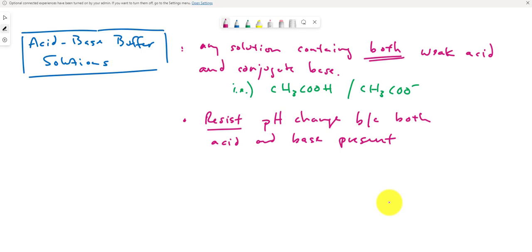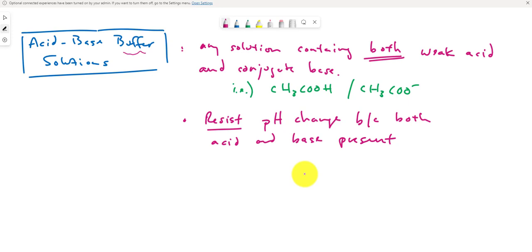And the unique property of acid-base buffer solutions is that they can resist changes in pH, and that's because you have both of these species, the acid and the base, present in the solution at the same time. And that's where the origin of the word buffer comes from, because as you add acid or base to that solution, it resists, or it's buffered against a significant pH change.